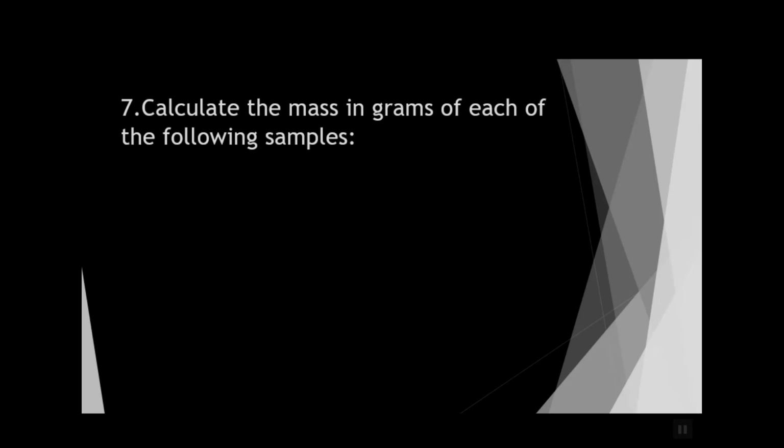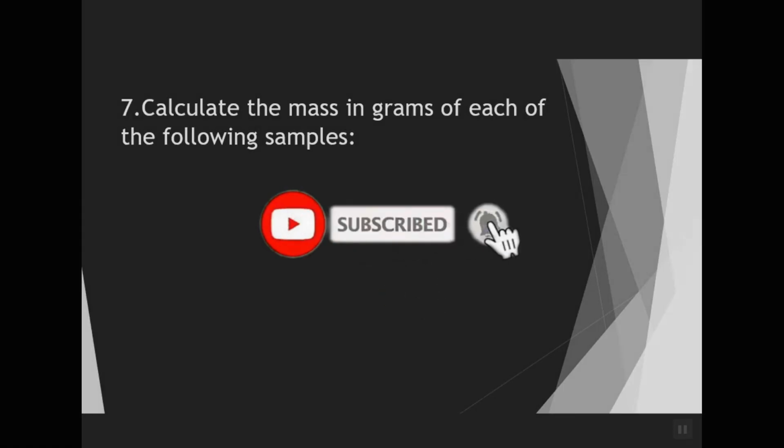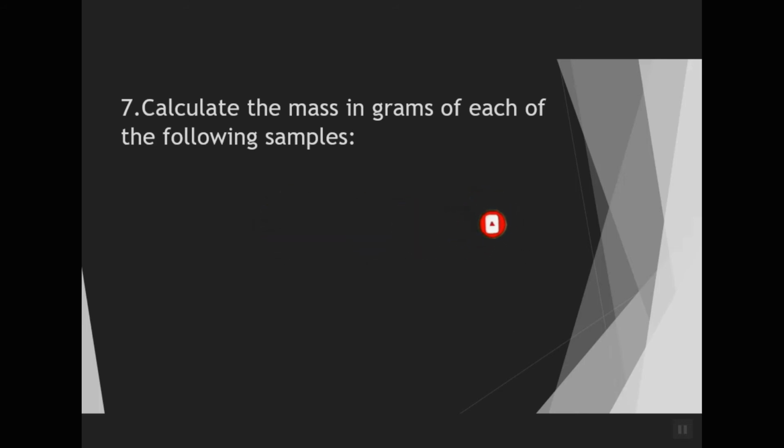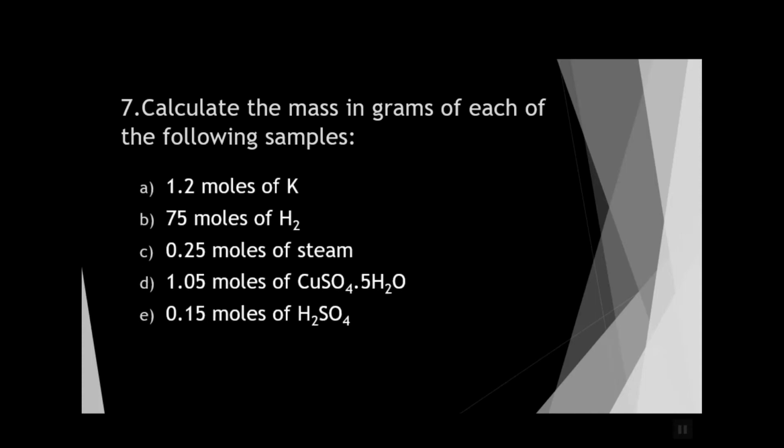question number 7. Calculate the mass in grams of each of the following samples. Now students, in this part we have to find the mass, while in the previous question number 6 we had to find the number of moles, and it is the reverse of question number 6. In this question we have to calculate the mass in grams of each of the following samples, and these are the samples.